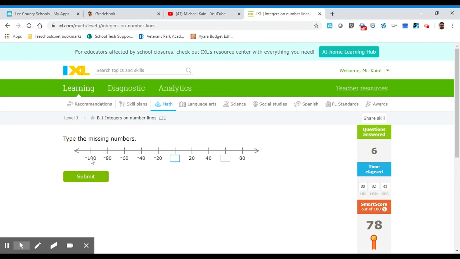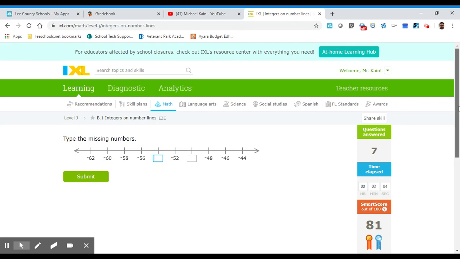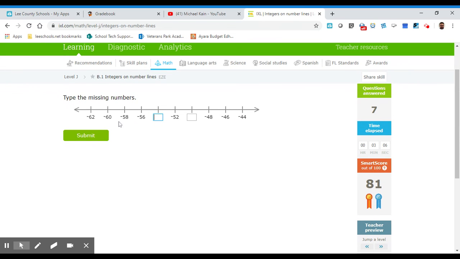So what are we counting by? Counting by groups of 20, because 20, 40, 60, 80, 100. So in between negative 20 and positive 20, this would have to be 0. Because you'd start at 0 and count up 20, 40, 60, and 80. Okay?